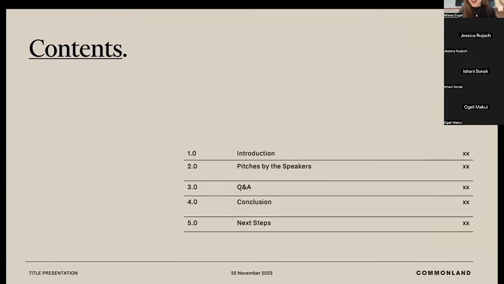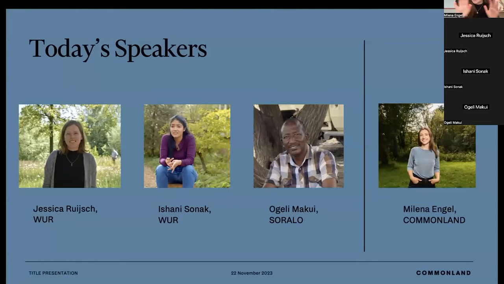The session flow for today: I provided a little bit of an introduction, and then we'll have the presentations by Ishani, Jessica, and also Mr. Makui, who is a local Maasai who joined us from South Kenya. Then we'll have a Q&A, some conclusion, and some next steps or next things that we can do. Here's another overview of the speakers. Jessica, I'm going to introduce you.